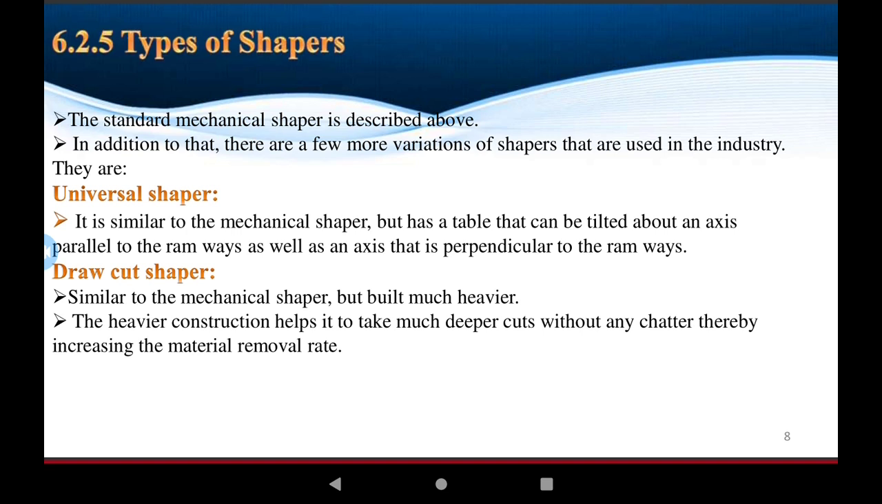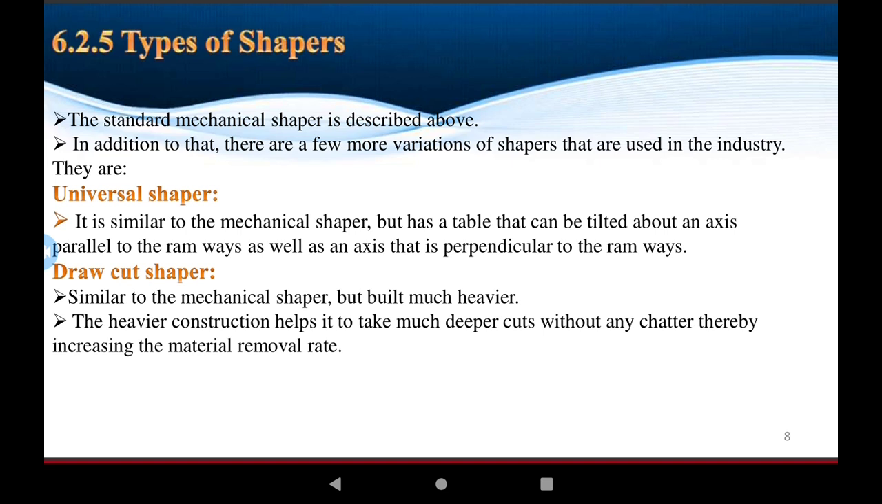As well as an axis perpendicular to the arm motion. It is similar to the mechanical cipher but has a table that can be tilted about an axis parallel to the arm, as well as perpendicular to the motion of the arm, and the cutting stroke of the machine is very simple.